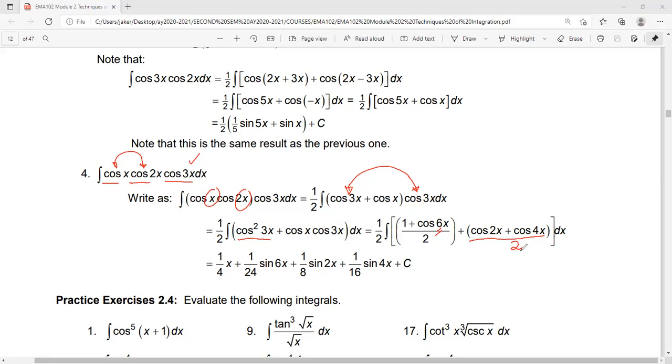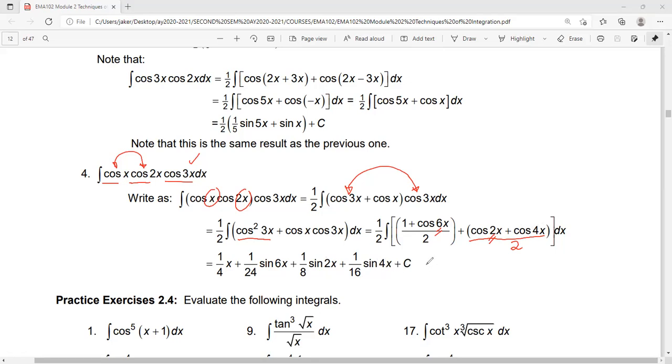We come to this, you have already 1/2 times 1/2, that's 1/4. Times another 1/2 here, so that would be 1/8, sine of 2x. 1/2 times 1/4 for the cosine here of 4x will be 1/4 times 1/4. So that's 1 over 16, the sine of 4x.